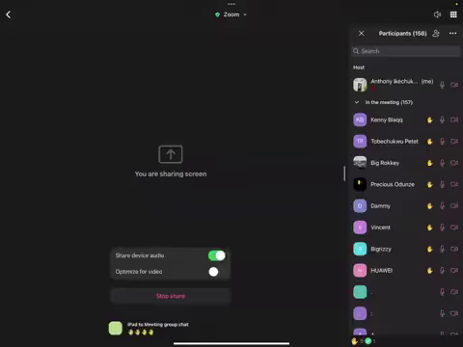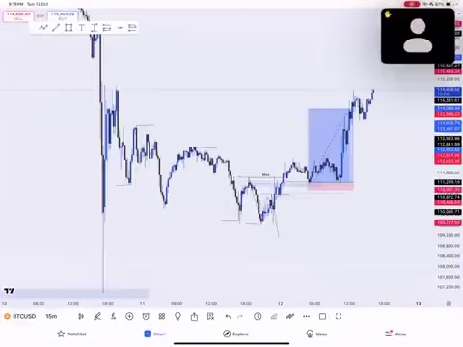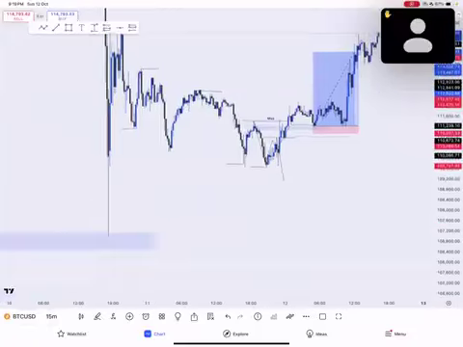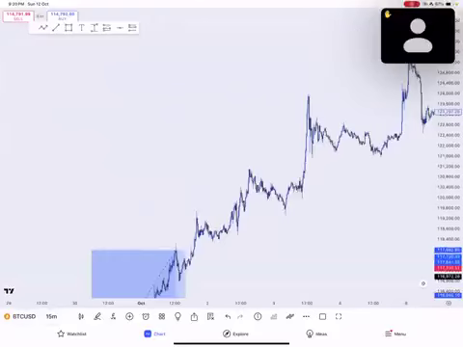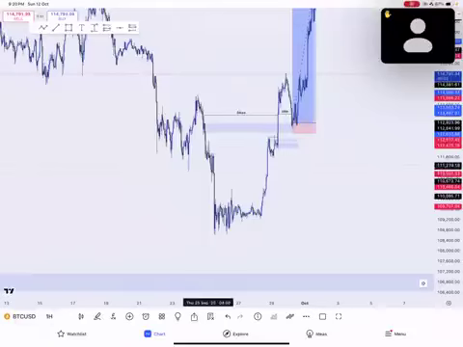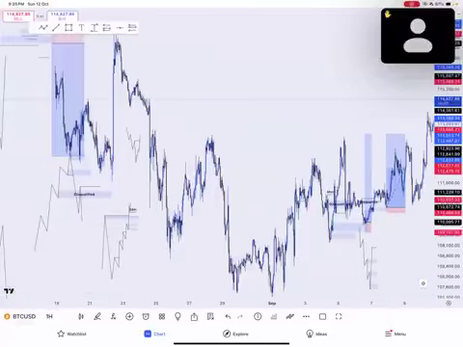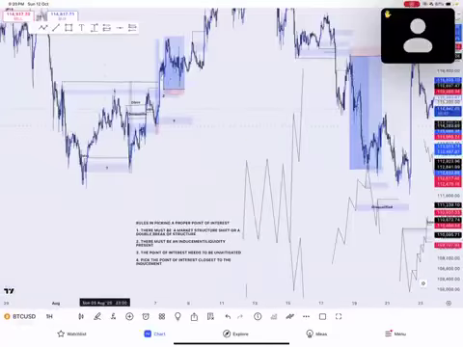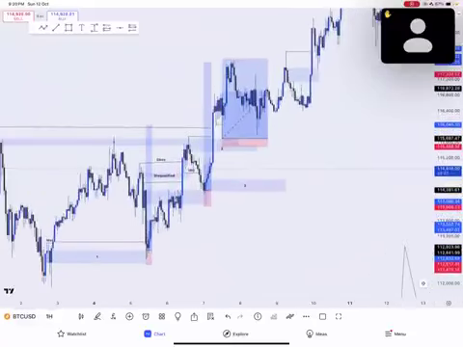Okay. Please, I would like you to share your screen. I saw something on BTC. There's one example you showed us on August 3rd, on the 1 hour time frame. Okay, here. Yes. So this market structure shift that you showed here.